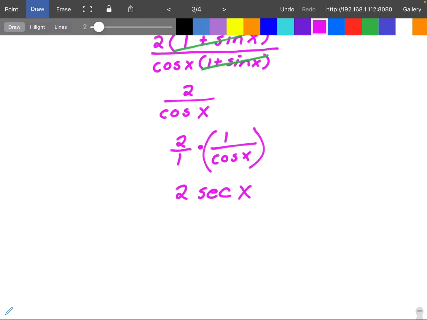So if that helps you, great. But basically, if you see this cosine in the denominator, you know that you can flip it up to the numerator and it becomes its reciprocal function, which is secant x. So when I flip it up with the 2, it becomes 2 times secant x. And that's about as simple as we can get it.